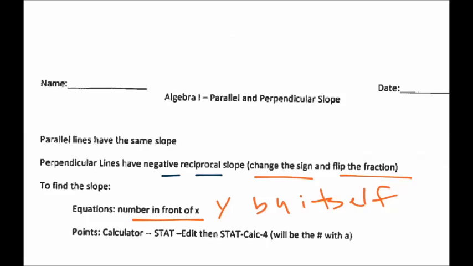If they give you 2 points, you're going to want to put them in your calculator. You go to Stat, Edit, put your points in, and then go Stat, Calc, 4. The number with A is your slope.